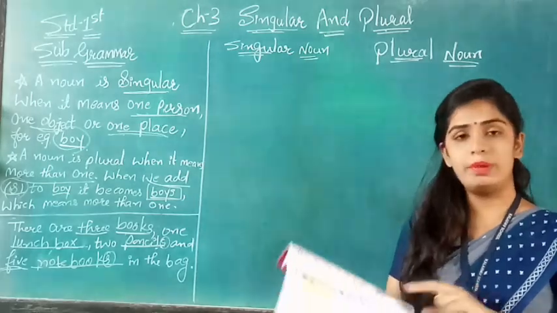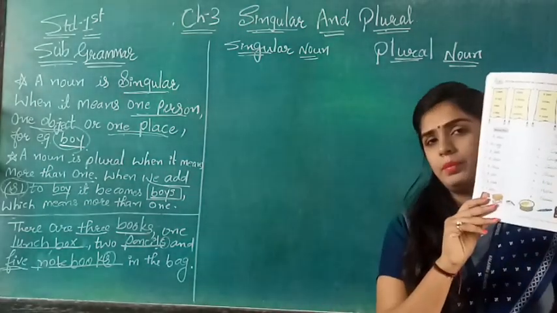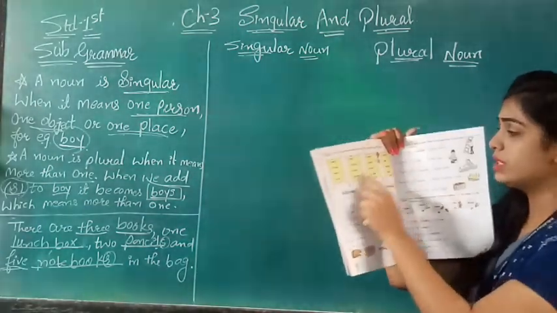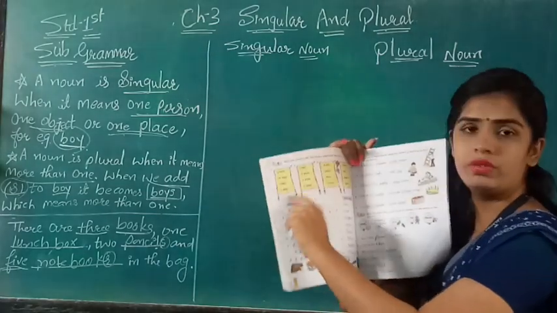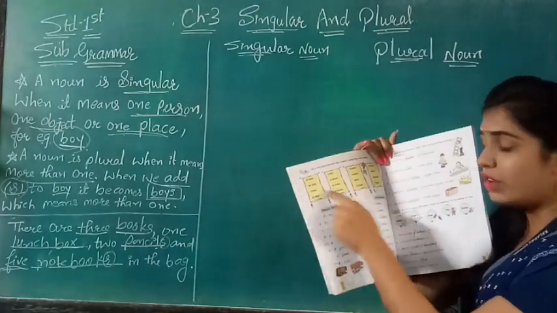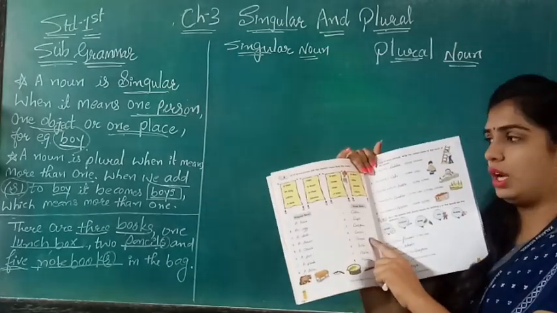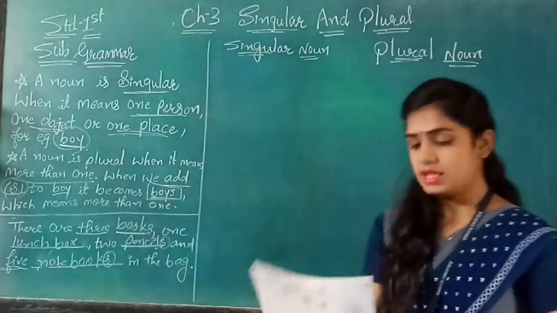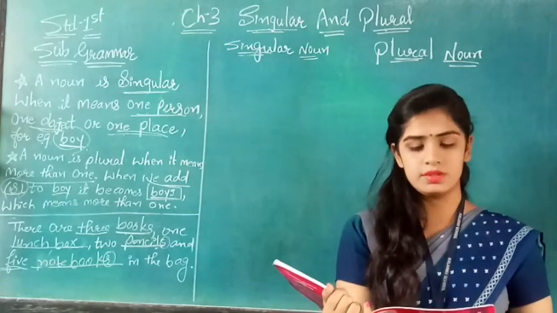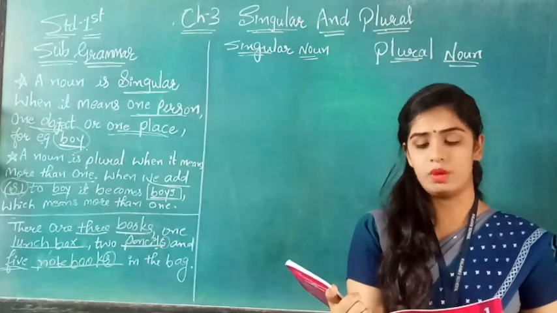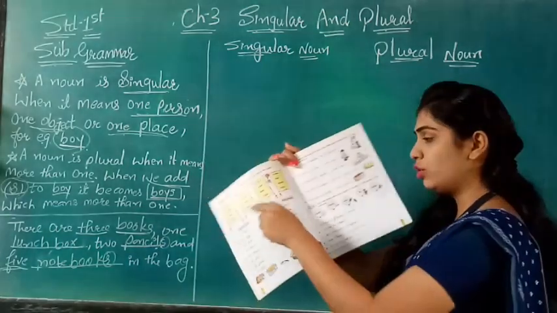Okay. Now see on page number 12. Here, children, we have given some brackets. Here we have given one chart. From those words we have to find out which is singular noun and which is plural noun. Okay. So see here. Fill in the columns with the correct nouns from the chart. We have given this yellow color chart.